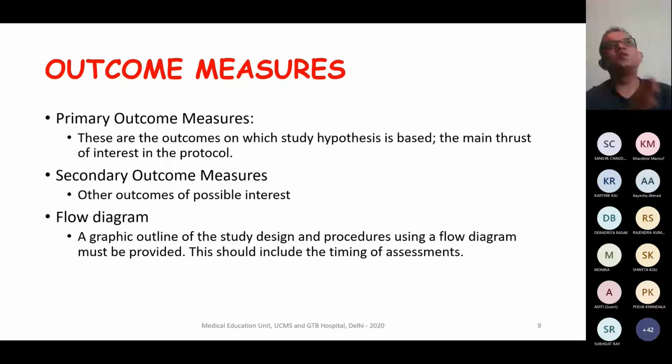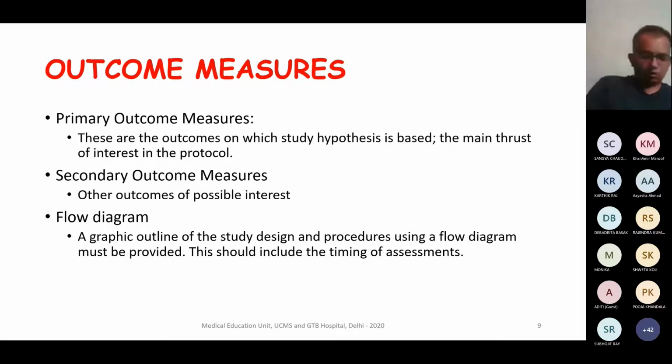So for example, if you are doing a study on the carotid intimal thickness you are measuring, and along with that, you are also doing the lipid profile. So those can be the secondary outcome measures, and then you see the correlation between them.